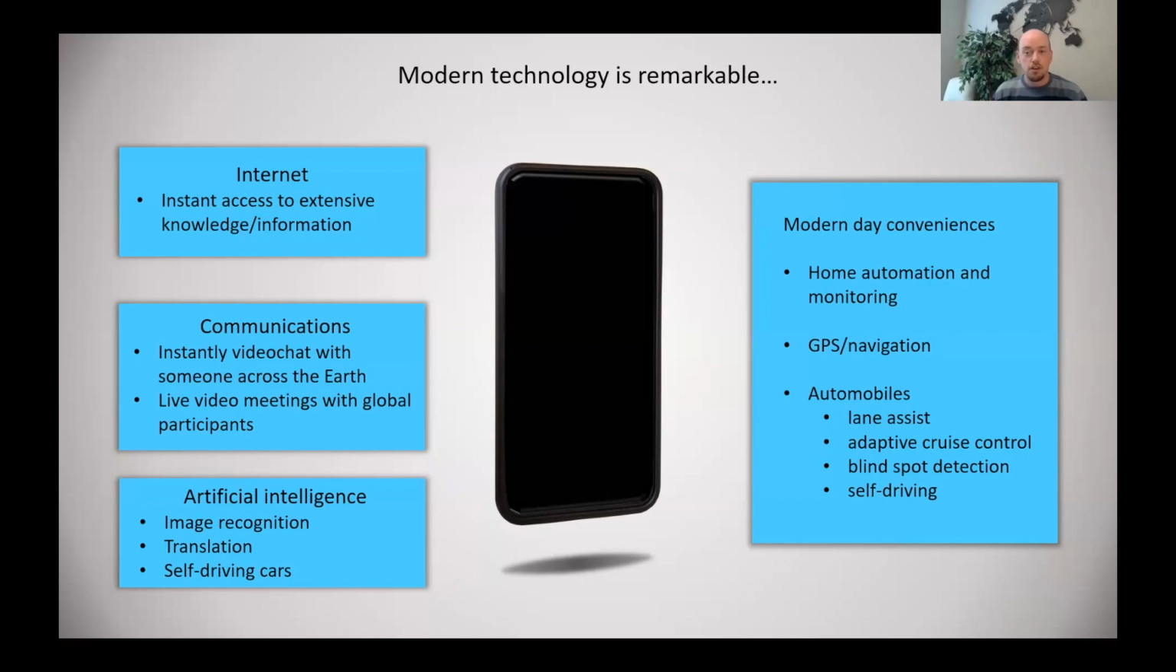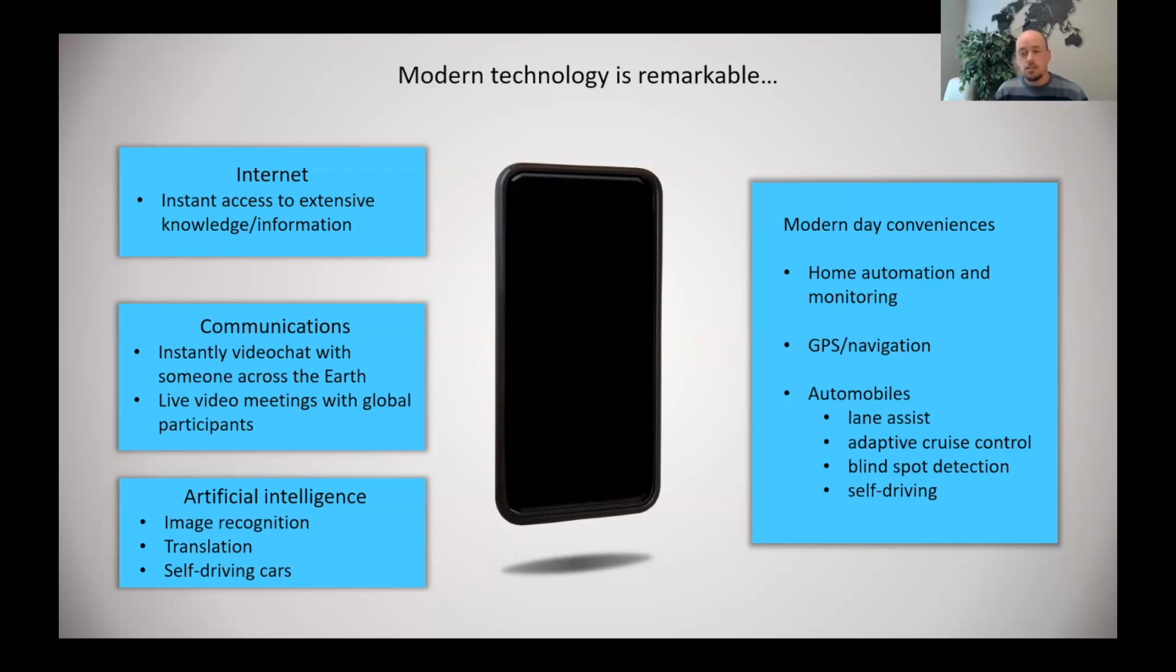You can monitor things remotely. Of course, with the GPS and navigation we have in our smartphones, it's very difficult to get lost these days, whereas 30 years ago it was more commonplace. And then, of course, with driving itself, the current generation of automobiles, most have lane assist or adaptive cruise control, so you don't even have to worry about slowing down. If you come up behind somebody on the highway, your car handles it for you.